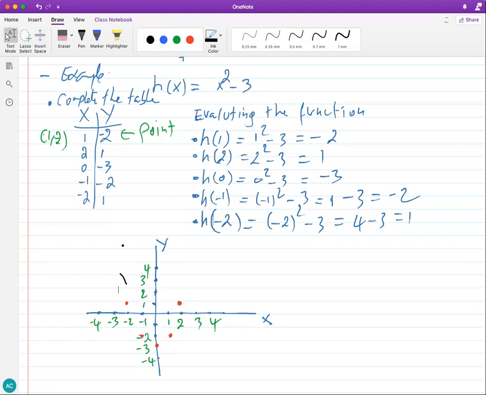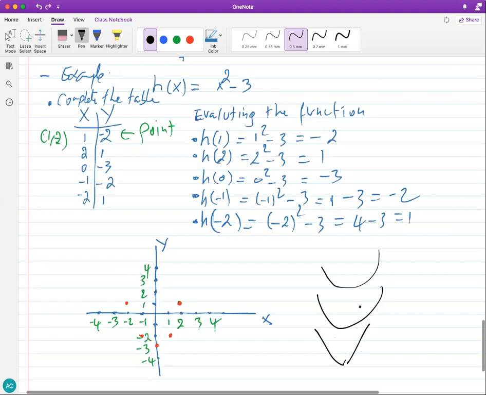All right, so now the trick is to join these together. All these points here are going to make a U-shaped graph, or a parabola, something like this, not a V-shaped graph. Don't try to align these. It's not going to be like this. This is wrong. It's going to be a U-shaped graph.